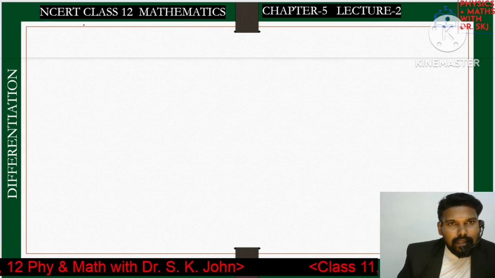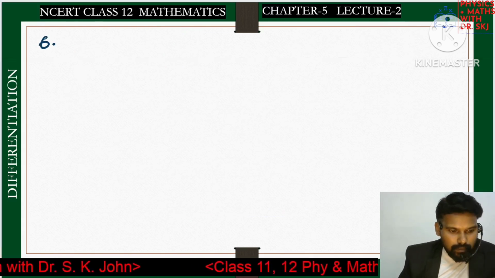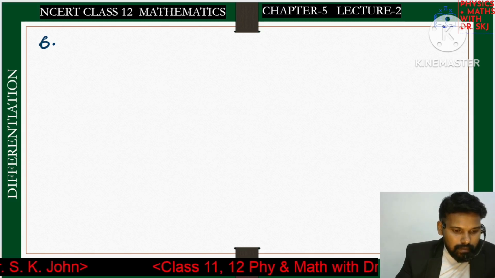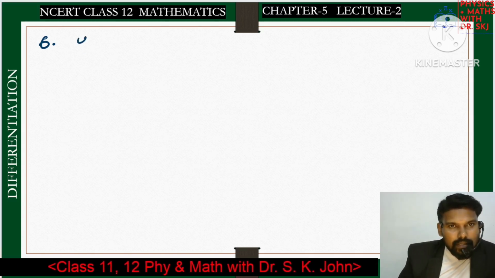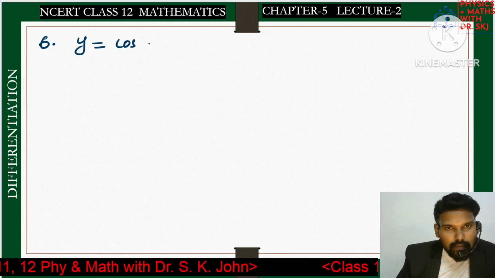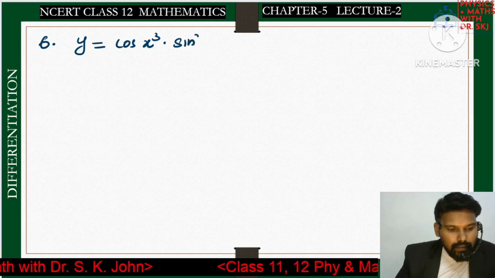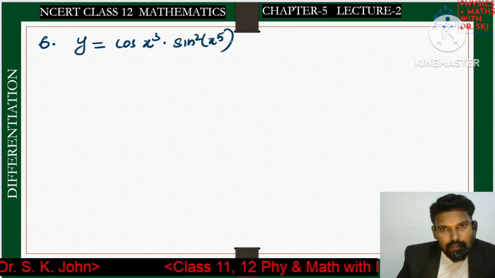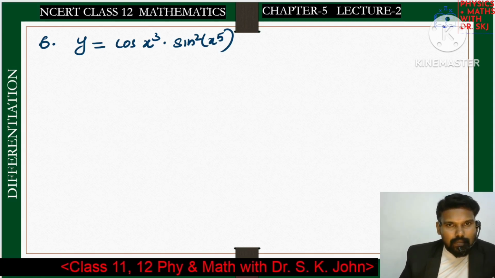And coming to the next question, the sixth question of NCERT, it is y is equal to, I am letting that function as y, cos x cube times sine square x raised to 5. So here we have to use the product rule as well as the chain rule. I will explain how.